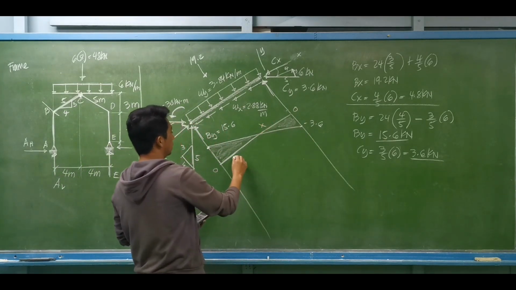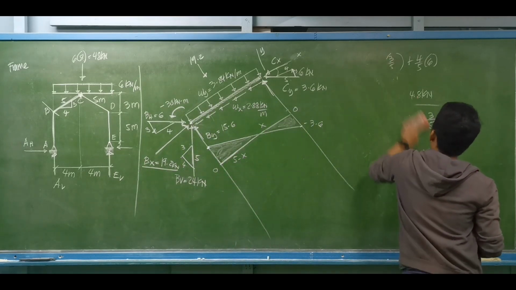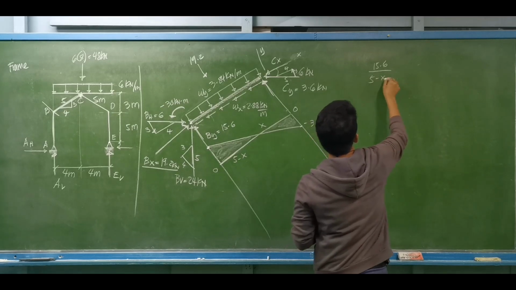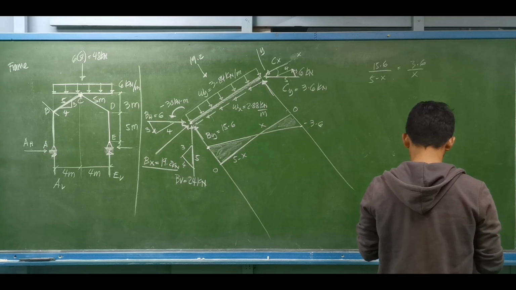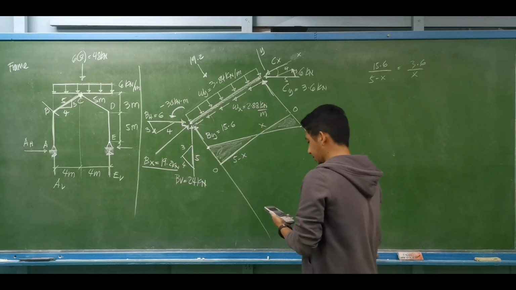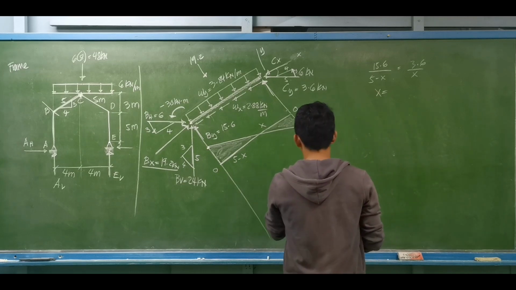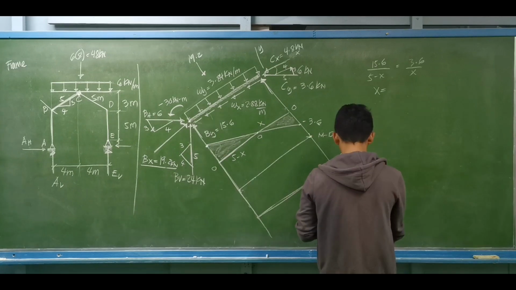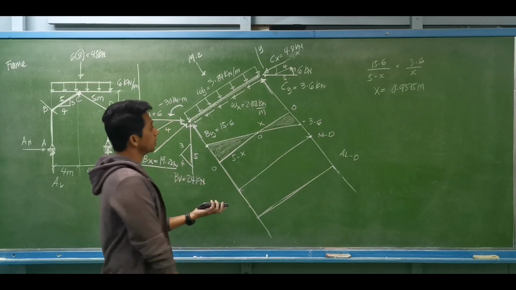So let us just compute for this one, x. And this one, 5 minus x. By variation proportion of similar triangles, 15.6 is to 5 minus x, equal to 3.6 is to x. So this will be equal to 0.9375 meter.